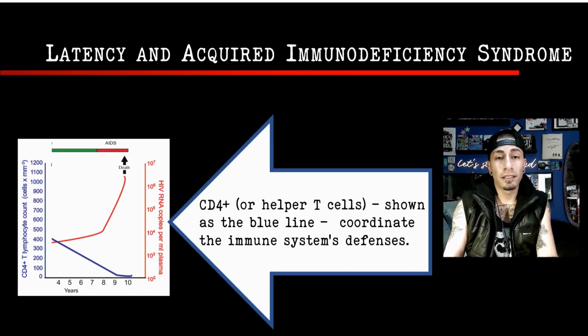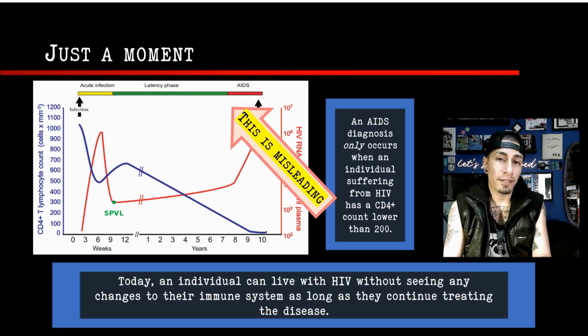The tail end of this graph shows how exactly HIV kills. And that is by bringing the number of CD4 plus cells down to a level that opportunistic infections can invade the body. I just wanted to point out really quick how this graph is just a little bit misleading because it shows a hard line at 7 or 8 years where HIV turns into AIDS. And this is misleading because HIV does not turn into AIDS based off of years. It's the same virus, but the diagnosis for AIDS is only given when an individual has dropped below 200 copies of CD4 plus cells in their body.